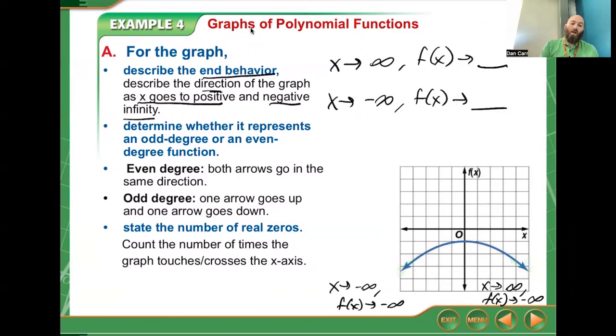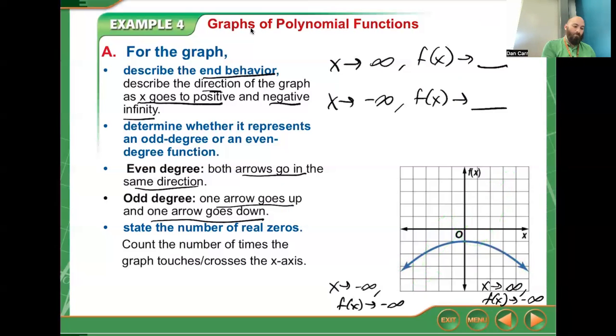Okay, determine whether it represents an odd degree or an even degree. Even degree has both arrows going in the same direction, which is what we have here. Since they're both down or both up, that's an even degree. Odd degree is going to have one arrow go up and one arrow go down. So it's going to look this way or this way. Maybe I have just a straight function like this. That's lower left, upper right. That's an odd function. Or the graph could look something like this. Still an odd function because it's lower left and upper right.